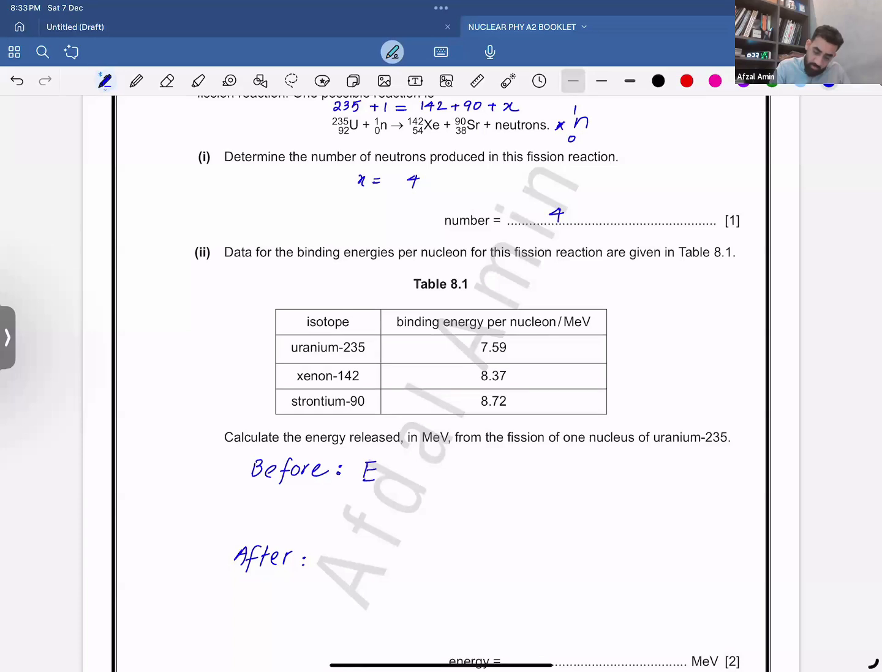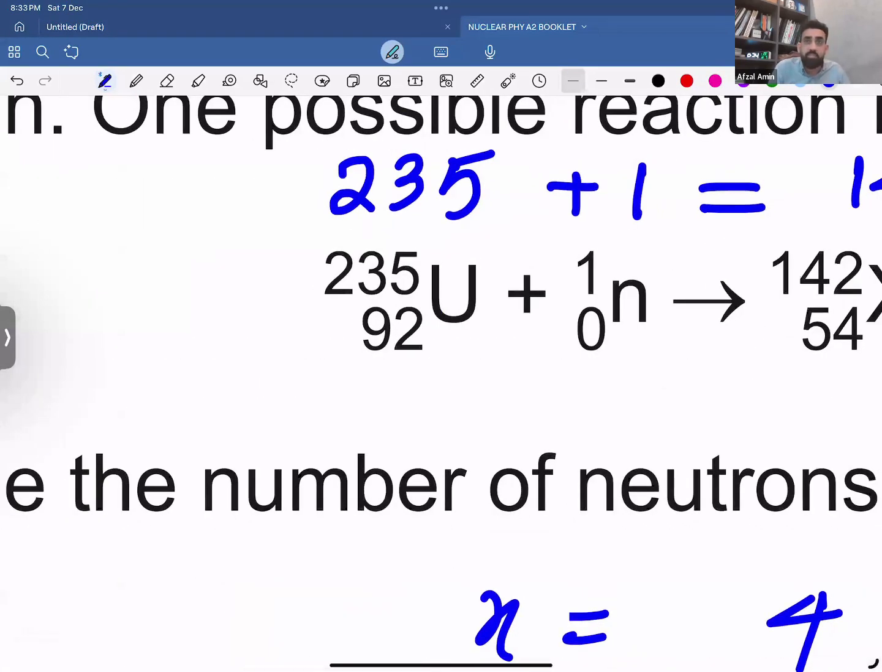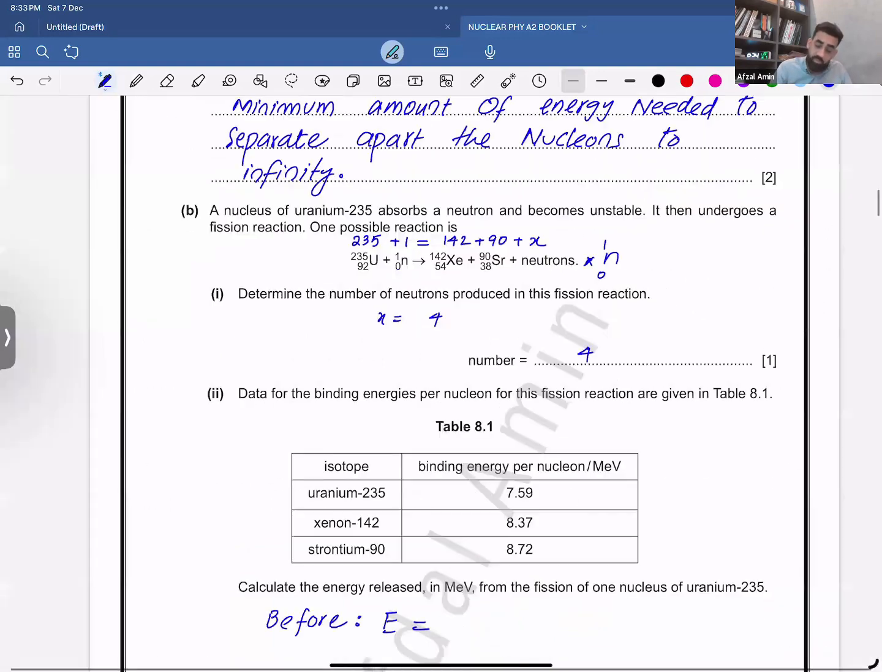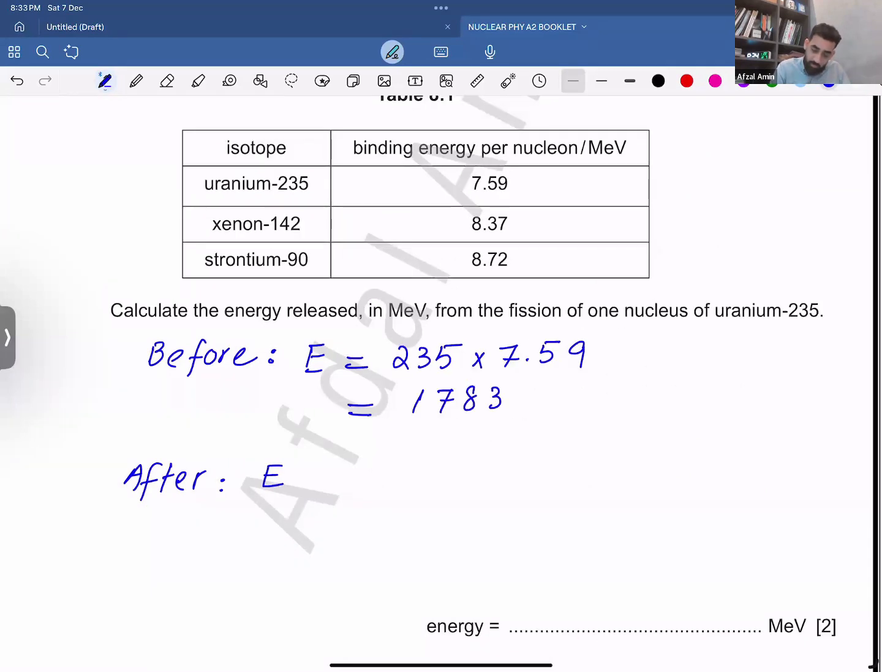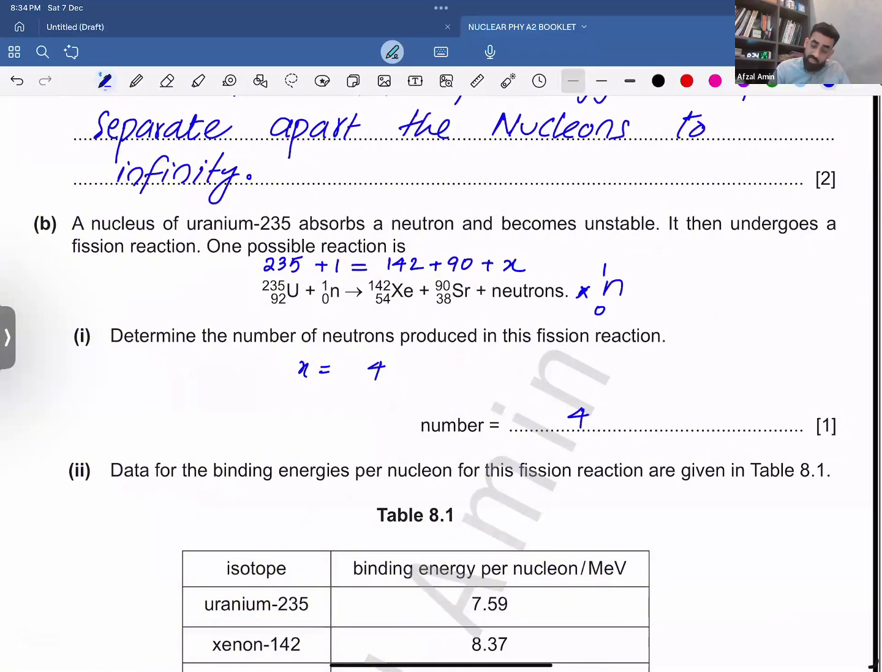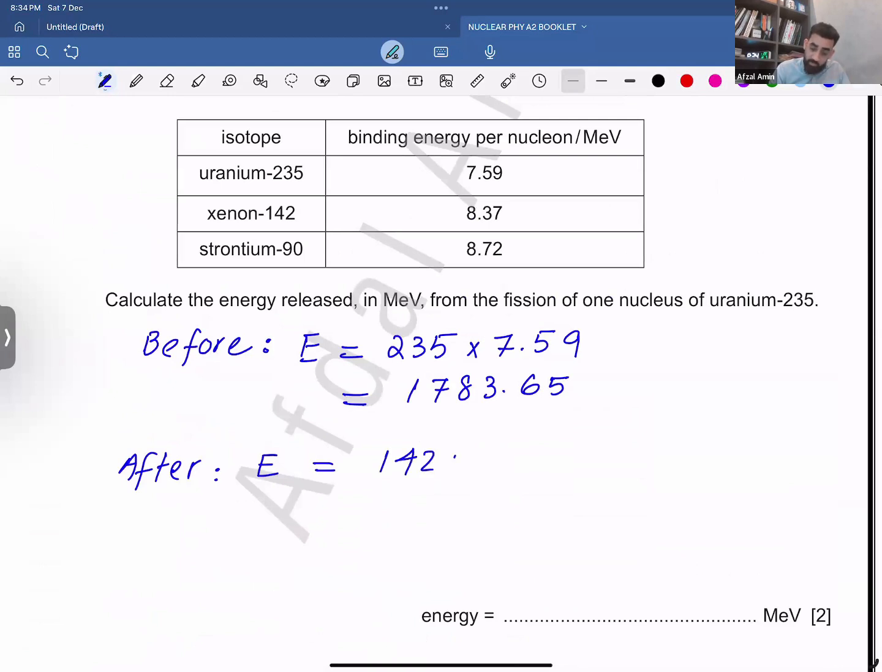Before, after. How many uraniums are there in the question? 235 nucleons. So before, 235 times 7.59. After, we have xenon 142, strontium 90. So 142 times 8.37, and 90 times 8.72.